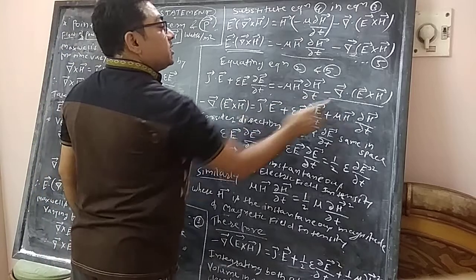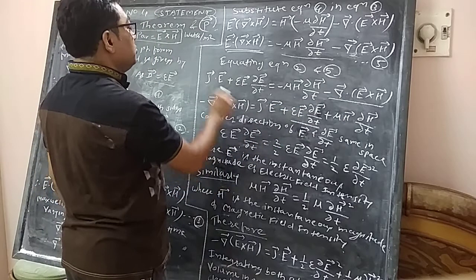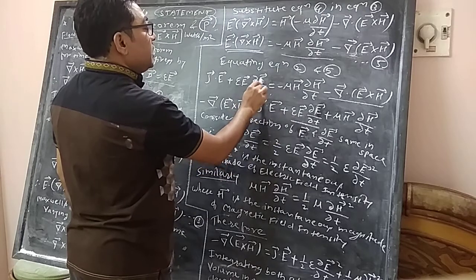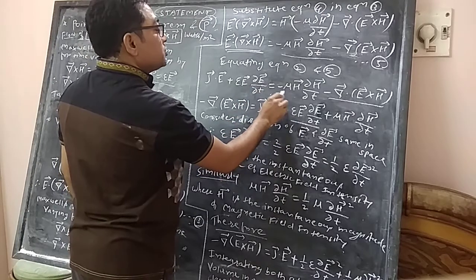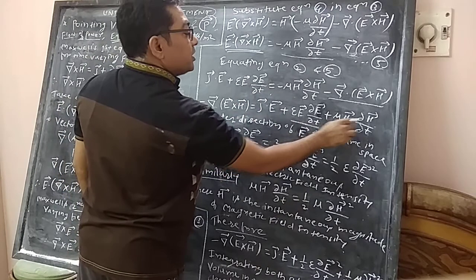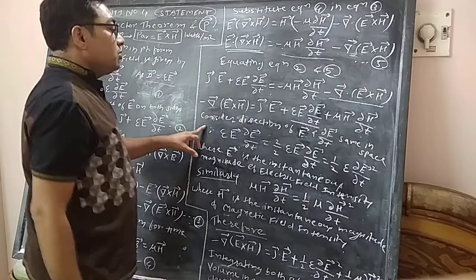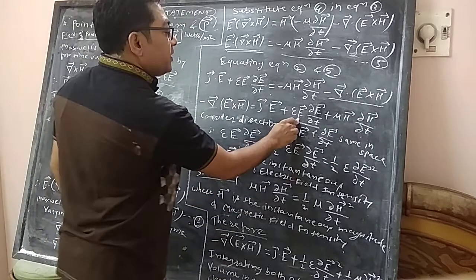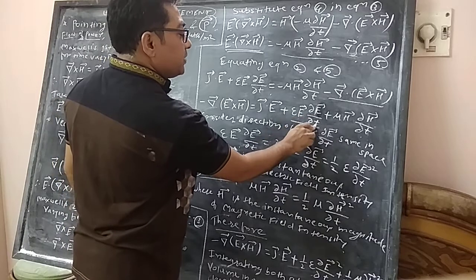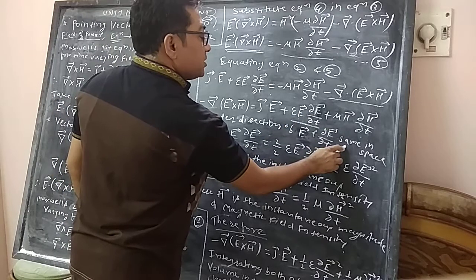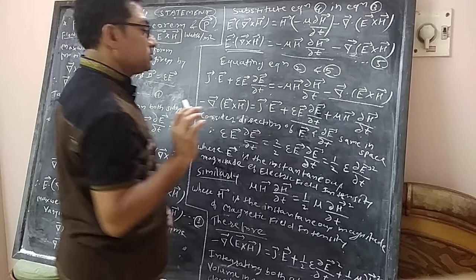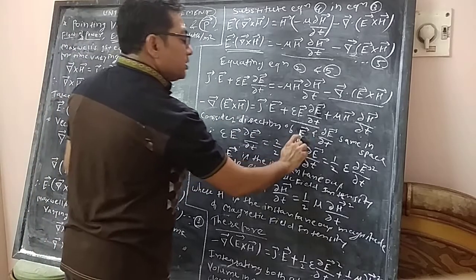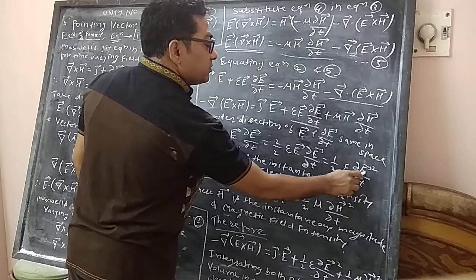So minus of del dot (E vector cross H vector) equals J dot E vector plus epsilon E vector del E vector divided by del t, plus this term, mu H vector del H vector divided by del t. Now in space, if we consider the direction of this E vector and del E vector divided by del t vector, it is the same in space, right? So in space, the multiplication of E vector is nothing but E square.